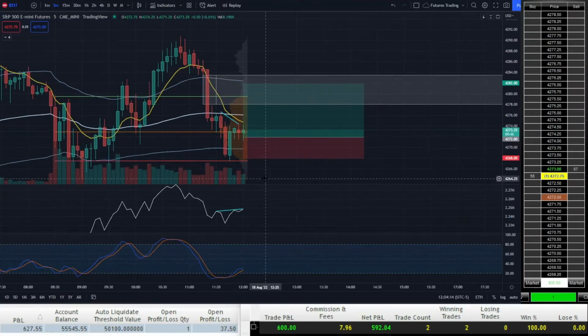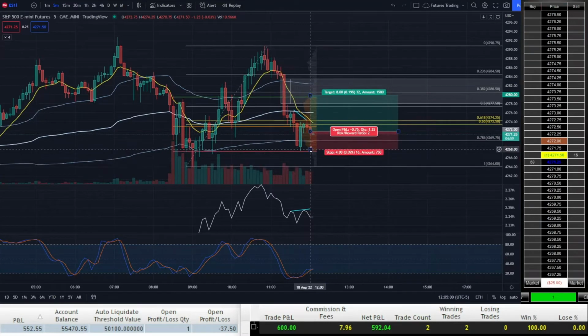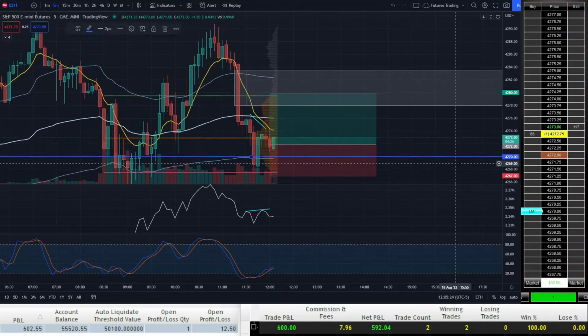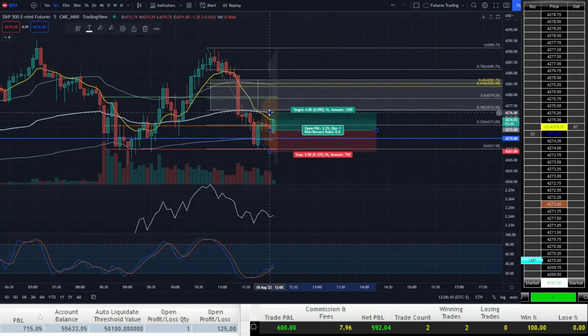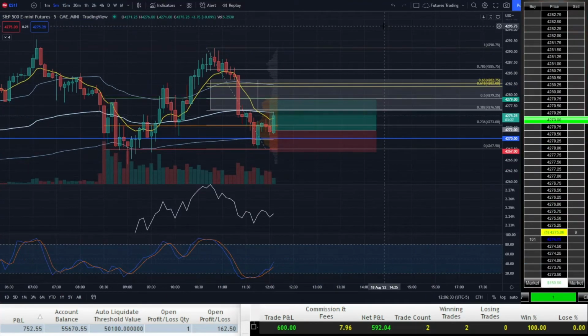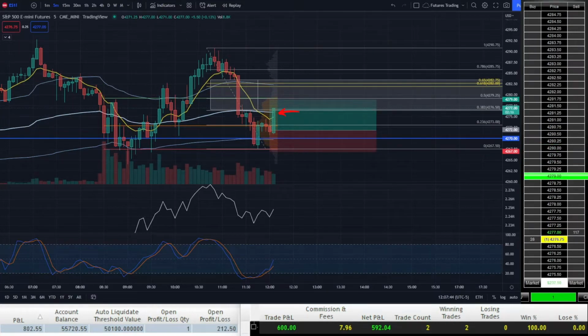I'm not super happy with my entry on this one. It looked like price was going to start pumping without me, so I chased this one a little, and I had to increase my stop loss because of that. Nevertheless, this trade worked out beautifully as price shoots up after I enter. Initially, I wanted to target the entire fair value gap fill, but I decided to just take profits around VWAP after I see buying momentum start to slow down.